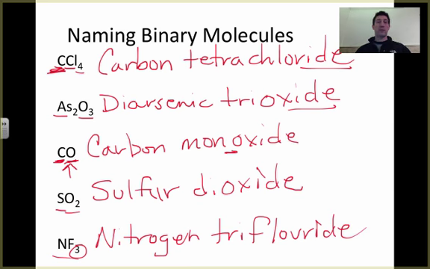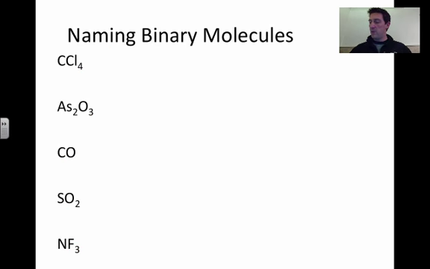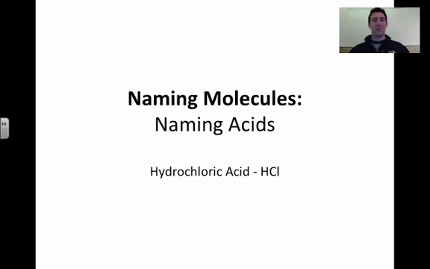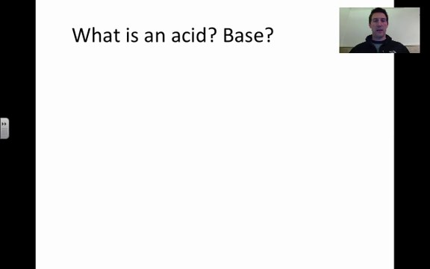Those are pretty self-explanatory. You could go through and do a whole bunch of examples of those, and people catch on pretty quickly. The trick is when we start running into acids. You have to be able to identify the acid, and then you have to be able to use a whole new set of rules when you run into an acid. So let's look at naming molecules and naming acids.